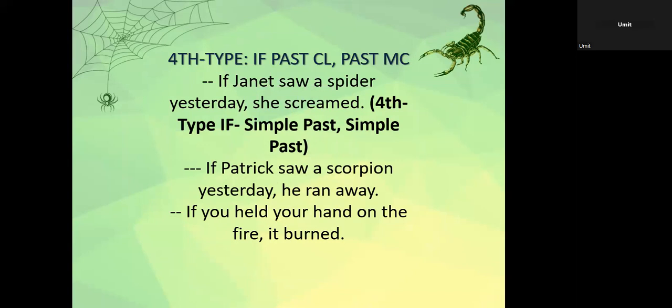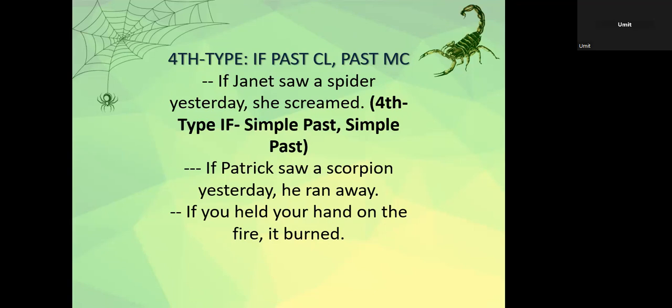We know her habit, okay? If Janet saw a spider yesterday, she screamed. I have no doubt about it, okay? Because I know Janet. I know that she screams when she sees a spider. So yesterday she screamed. This is the fourth type: if simple past, simple past.